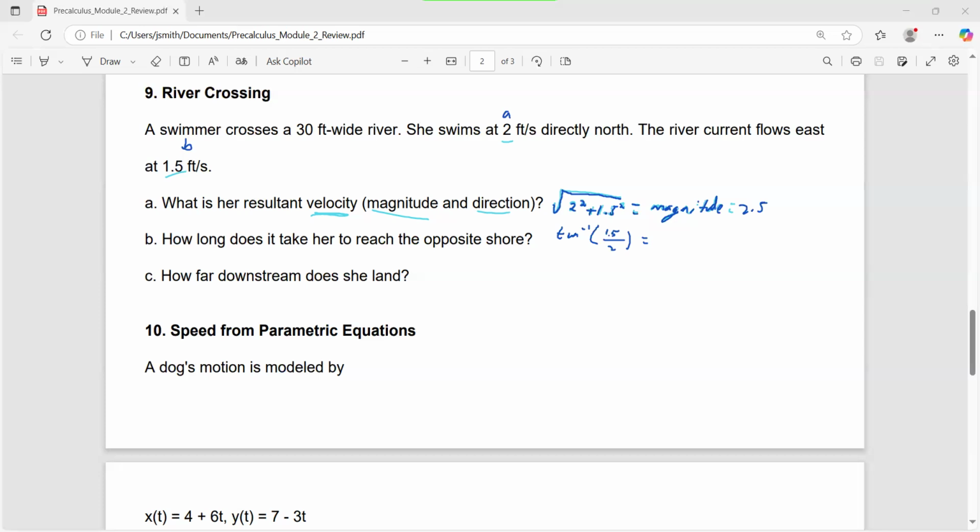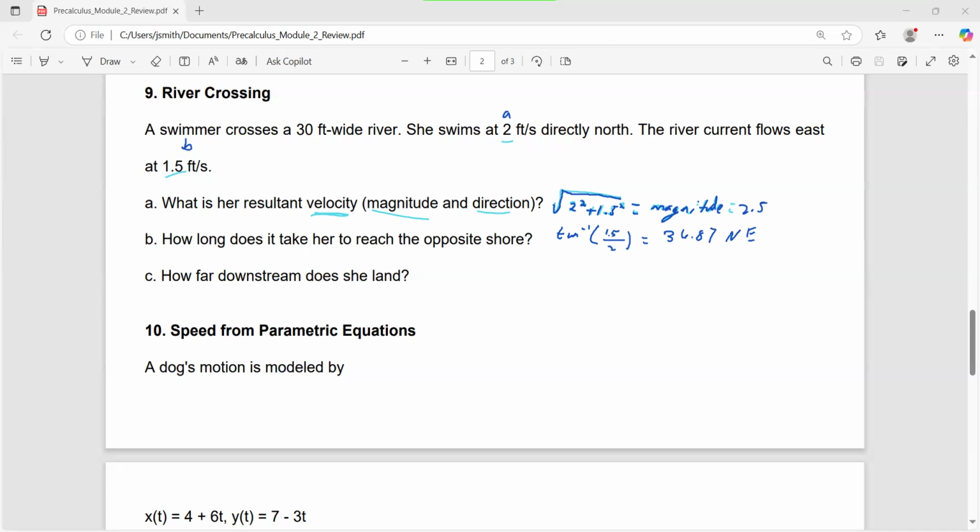Let's go to 2 again. Perfect. And again, since that is a positive degree between 0 and 90, you simply just need to add northeast, which makes sense because you're going north and being pushed east. You would be going in the northeast direction.